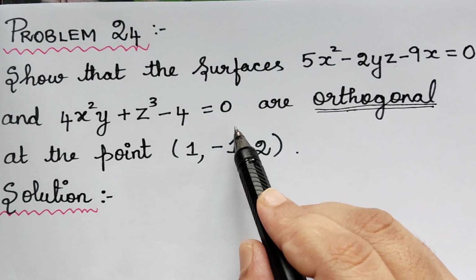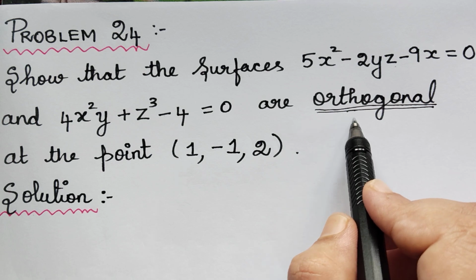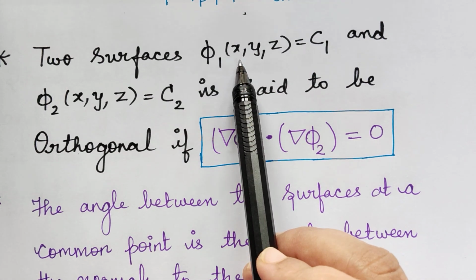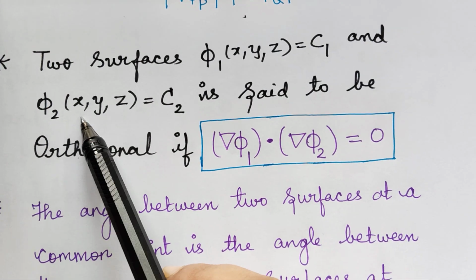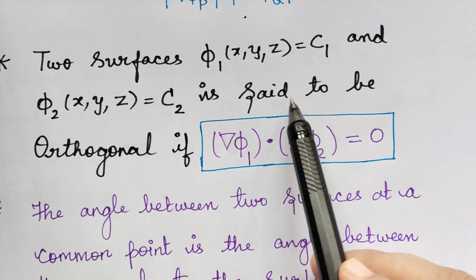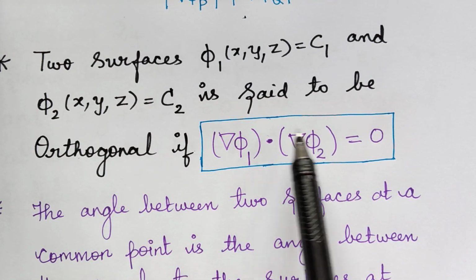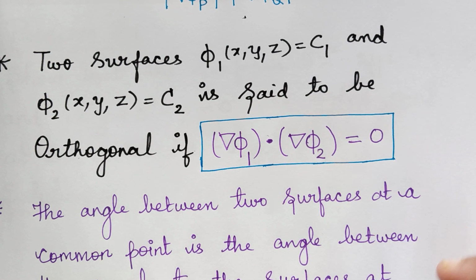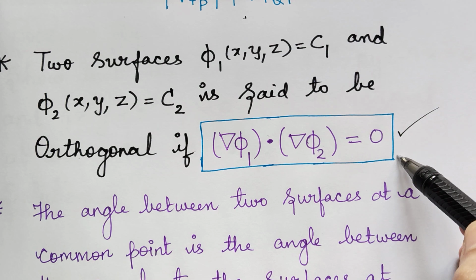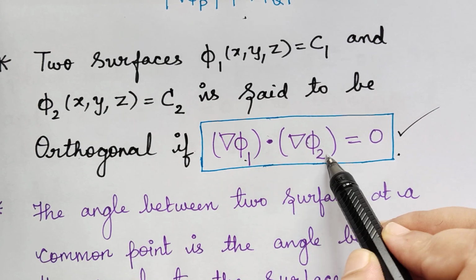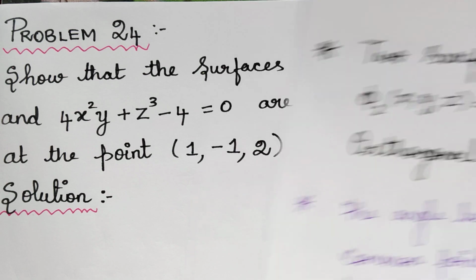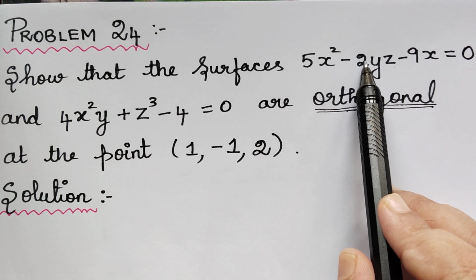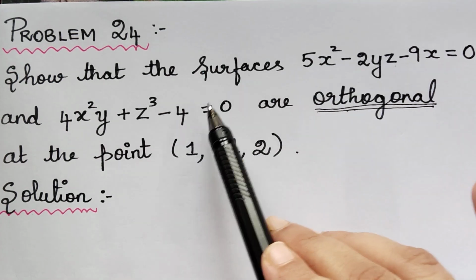In order to prove that, first we should know the concept of when two surfaces are said to be orthogonal. Two surfaces phi 1 of x, y, z equal to c1 and phi 2 of x, y, z equal to c2 are said to be orthogonal if the dot product between the gradient of the surface phi 1 and the gradient of the surface phi 2 is equal to 0. So to prove that the surfaces given here are orthogonal, we have to prove that the dot product between the gradients of these two surfaces is equal to 0.